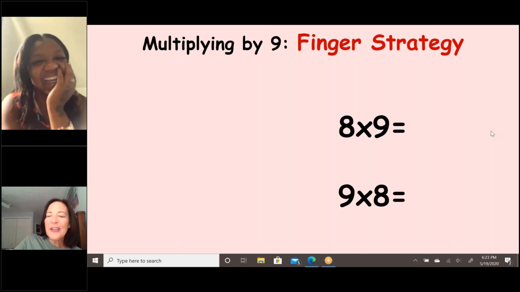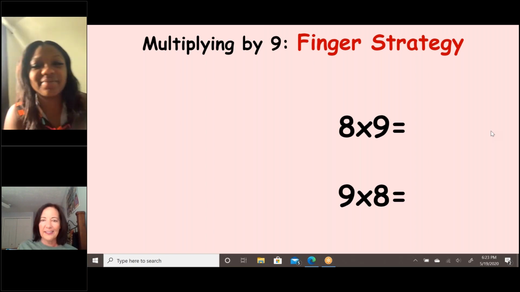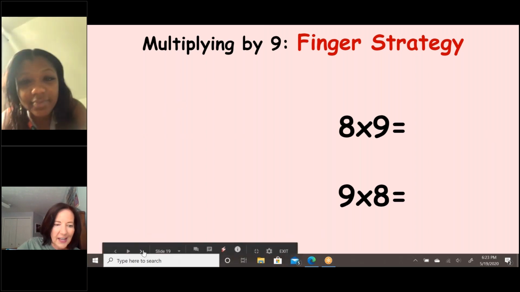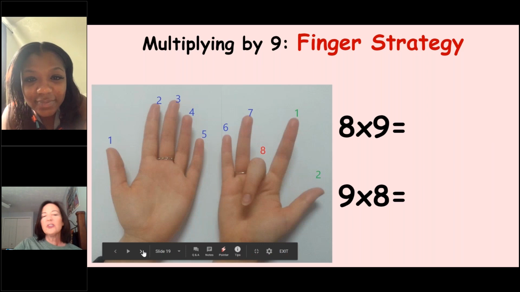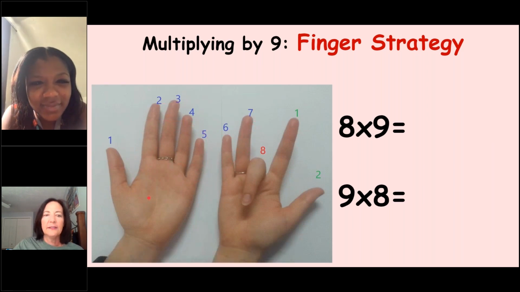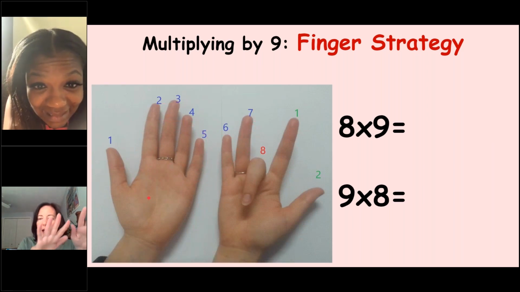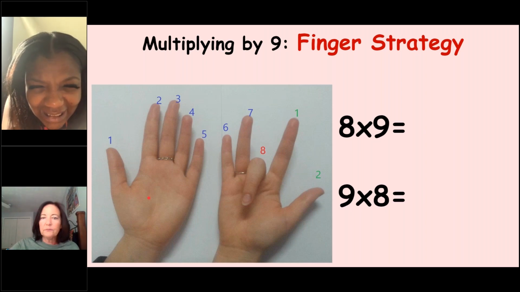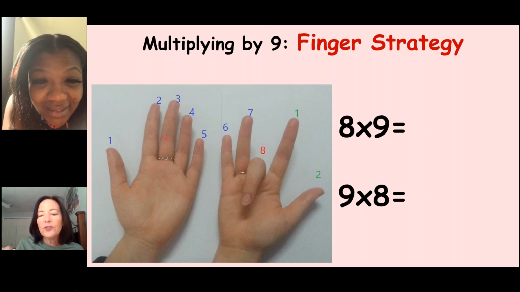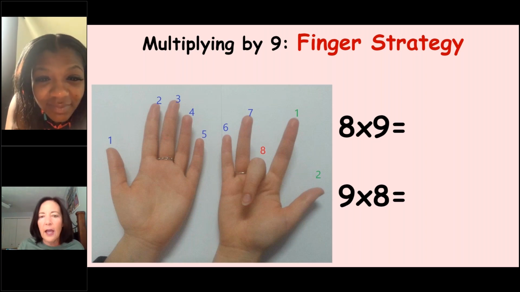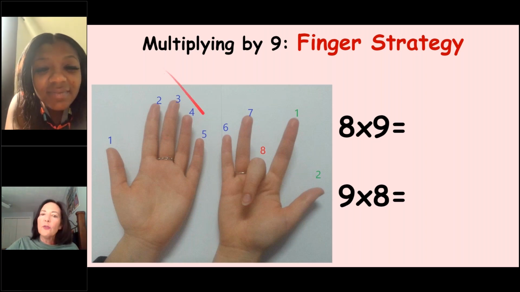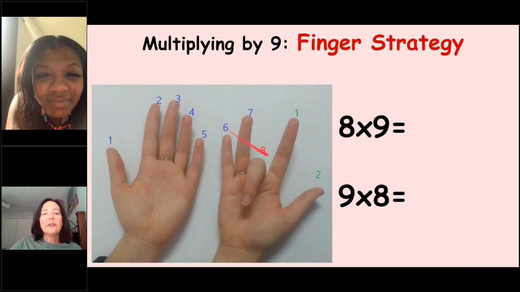Okay. So the finger strategy looks like this. You put your fingers down on the table in front of you. And this trick only works with 9s. I wish it worked with everything. It does not. Only the 9s. So if we're multiplying 9 times 8, when our fingers are down in front of us, we have to fold over our 8th finger.